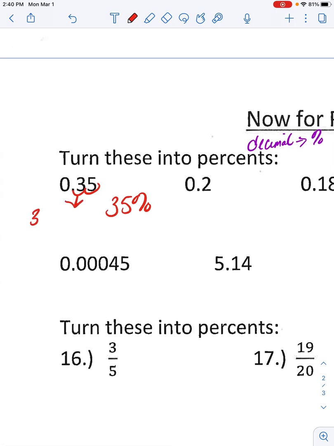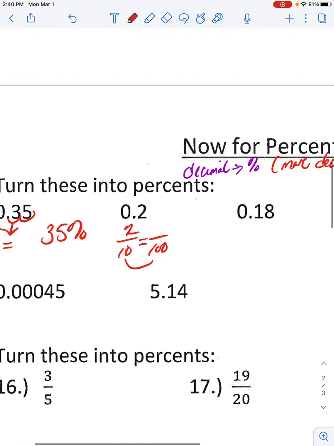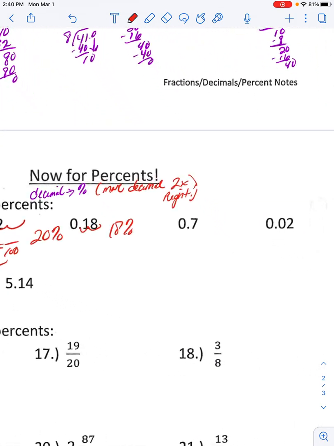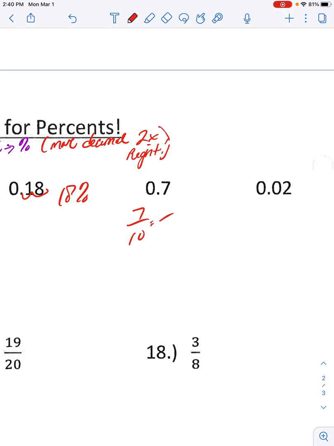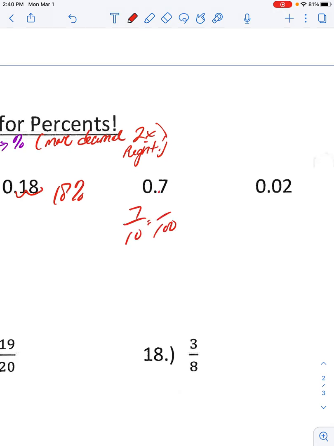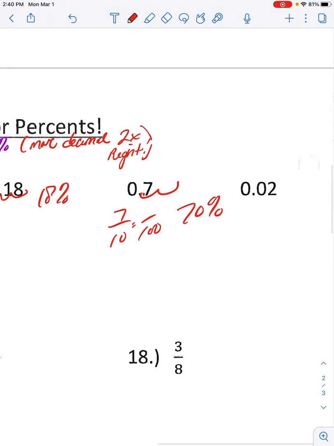Technically, we could also say 35 hundredths is 35 over 100, and then write that fraction as a percent. The second one says 2 tenths. I need it as a percent. I need it out of 100, right? So we could multiply by 10 and 10, or move the decimal twice to the right, 20%. 18 hundredths would be 18%. The next one, 7 tenths, we can make it out of 100 since percentages are always out of 100, or move the decimal twice to the right, that's 70%. And 2 hundredths would be 2%.